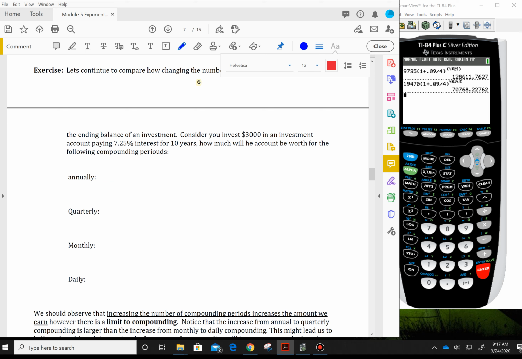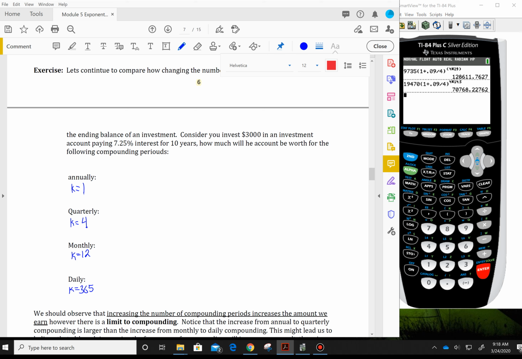Now, all of our formulas will be almost the same here, except for how we're changing K. If we're doing interest annually, K is going to be 1 because we compound interest once a year. If we're compounding interest quarterly, we're doing it 4 times per year. If we're compounding interest monthly, we're doing it 12 times per year. And if we're doing interest compounded daily, we're doing 365 times per year.